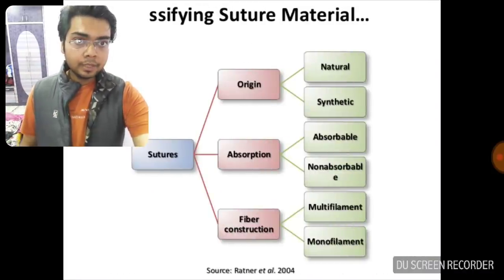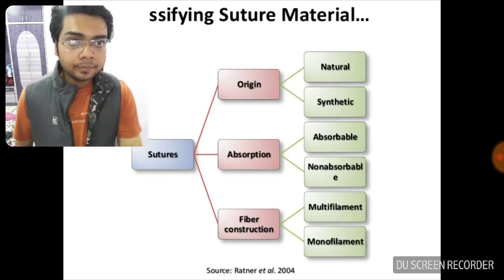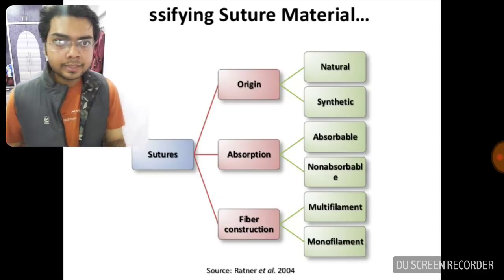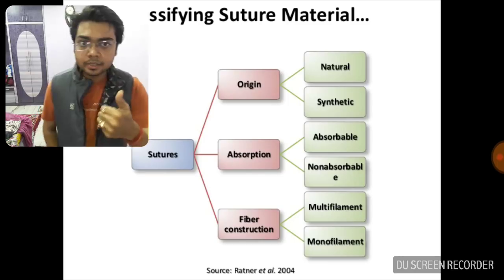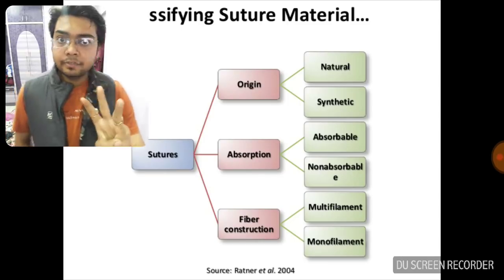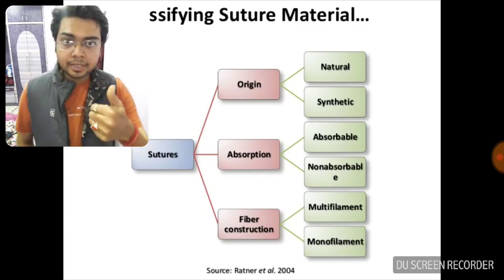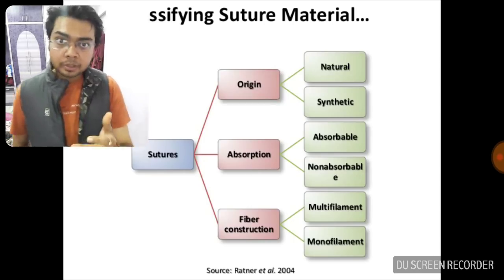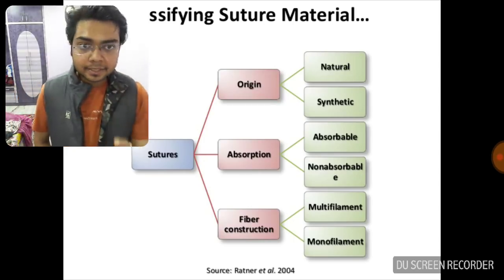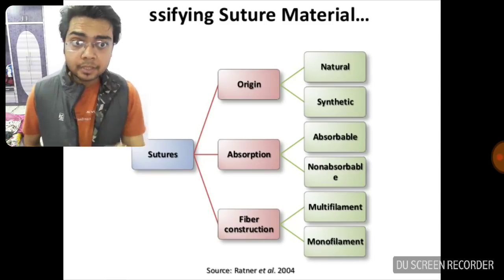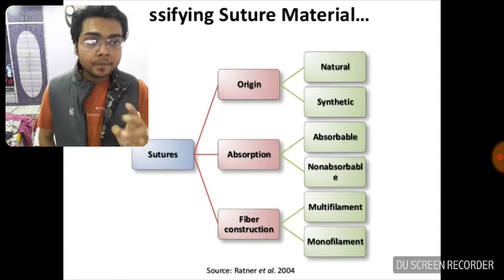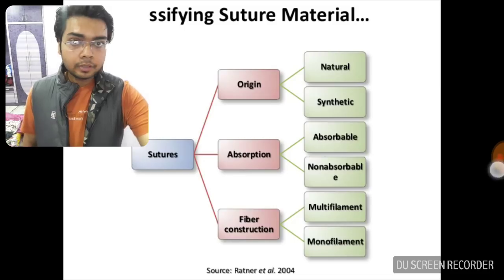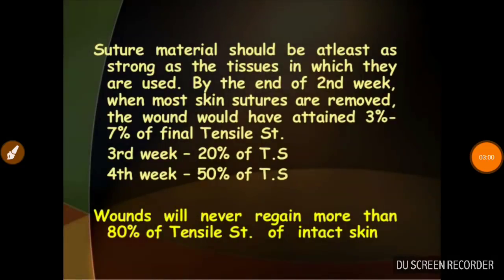First, we'll look at one simple classification of suture materials, like you can see, based upon the origin, absorption, and the fiber construction. Origin: natural or synthetic. Absorption: whether it is absorbable or non-absorbable. And fiber construction: whether it is multifilament or monofilament. Okay, so I'm going to remove my picture. So yes, it is done.